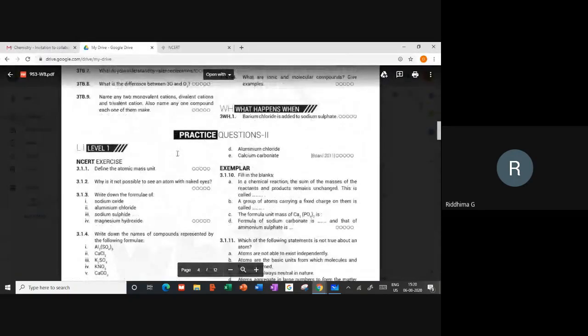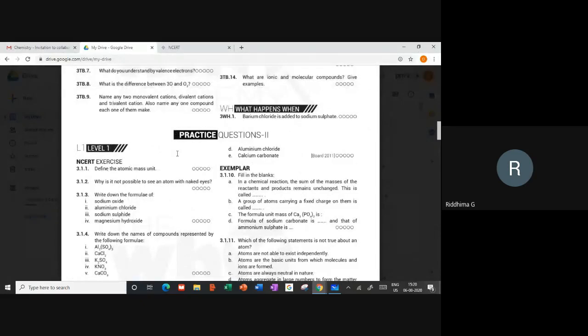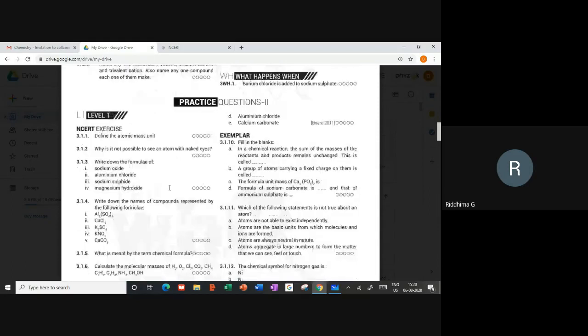Okay, so let's start with, you have level 1 and level 2 questions, right? For your homework you had, the first question is easy, it is a direct definition. Second also. Anybody has doubts in the third one? Write down the formulae of sodium oxide, aluminum chloride.